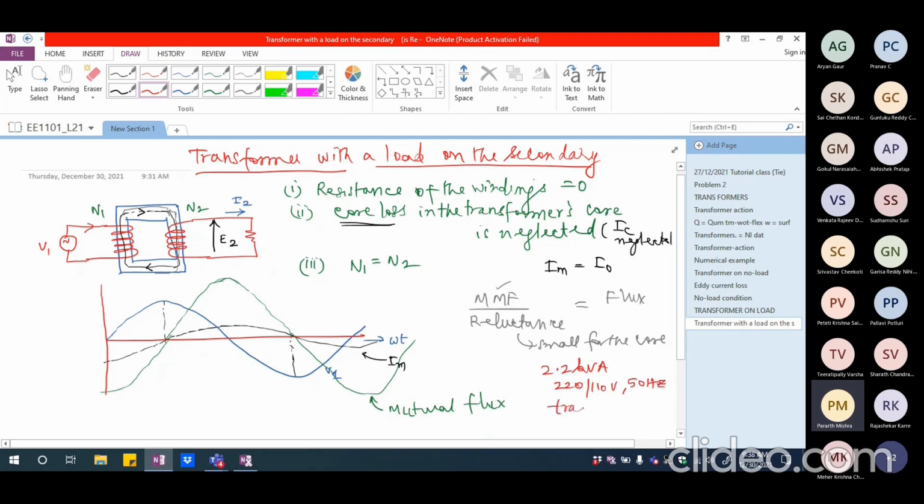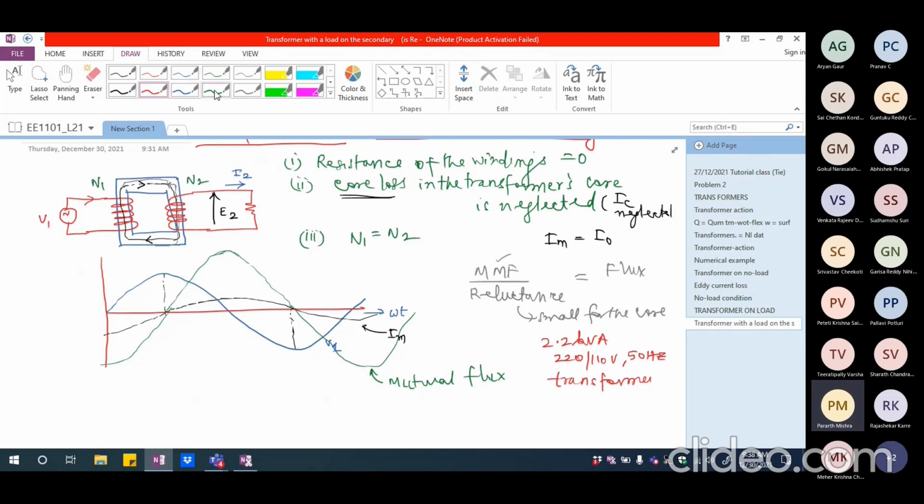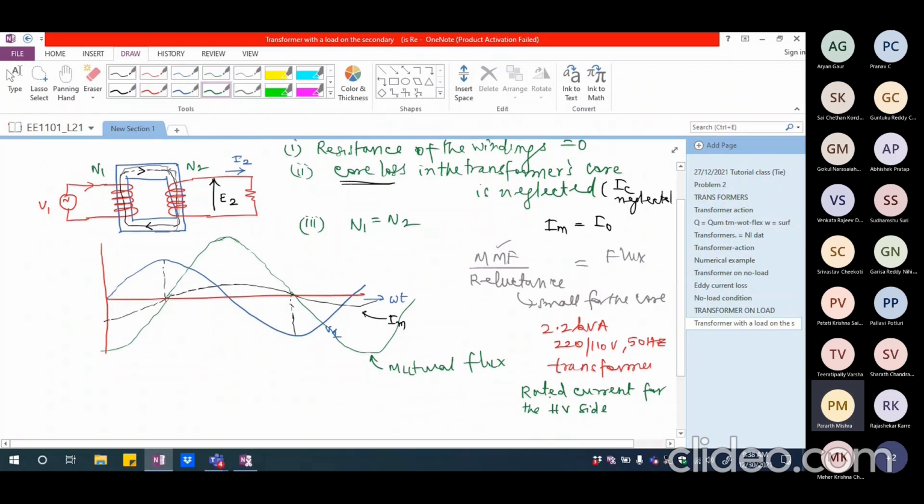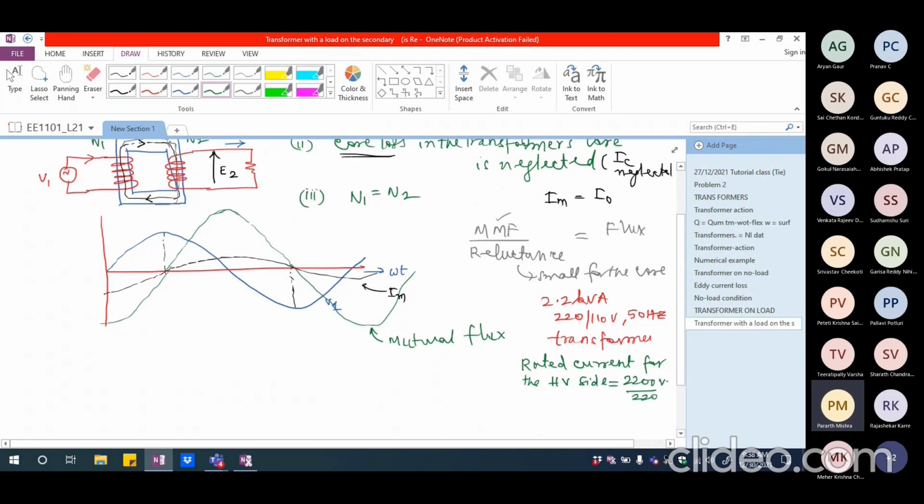So if I take typically something like this, we can say in this particular case, if I try to look at the rated current for the primary or the high voltage side, let me talk about 220 volts as the high voltage side and 110 volts as the low voltage side. Relatively, I'm talking about this. So on the high voltage side, the rated current will be 2200 divided by 220. This is volt ampere and this is volt, so I'm going to get the ampere, and that is going to be 10 ampere.